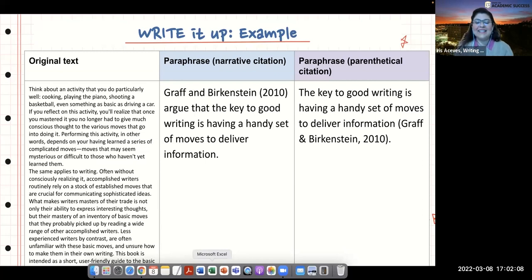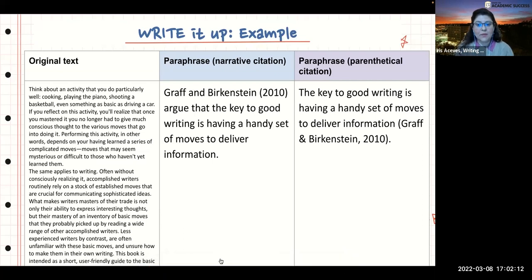Okay. And so the other way that I can go ahead and write this up is with the exact same words, in the parenthetical citation, the key to good writing is having a handy set of moves to deliver information. And then I put Graff and Birkenstein 2010 at the end, right? So depending on the type of variety that I want in my essay or in my research paper, I can choose a narrative citation or a parenthetical citation.